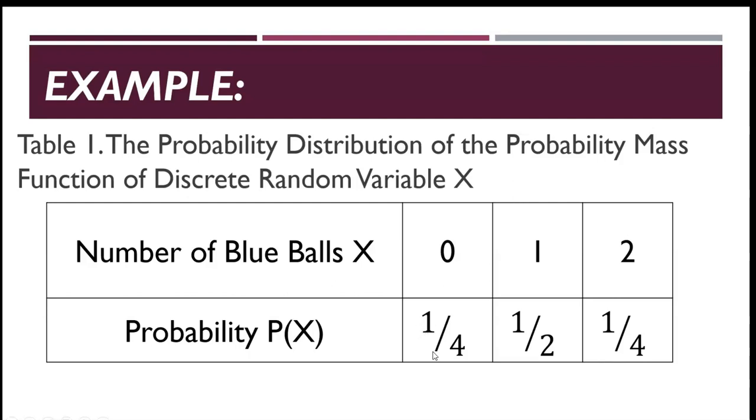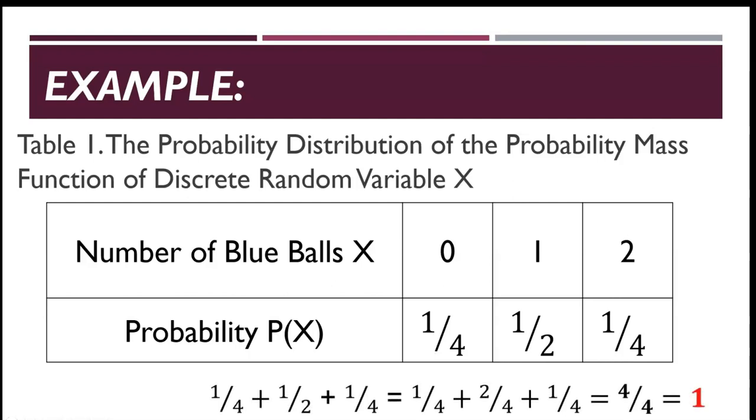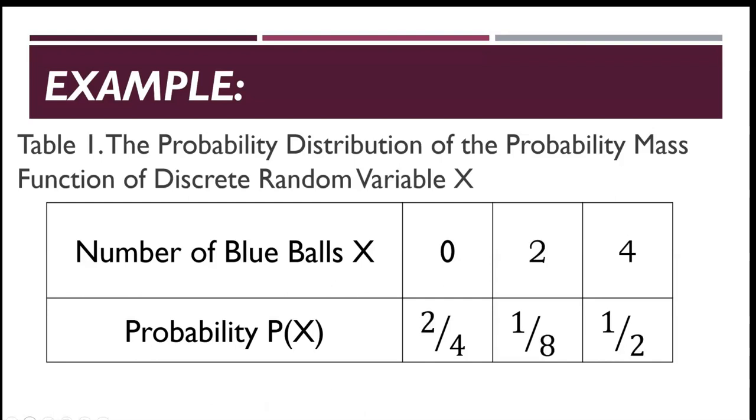Now let's have the second property. It says that the sum of the values of p of x must be equal to 1. So if we add 1/4 plus 1/2 plus 1/4, it is equal to 1. Therefore, it passes the second property. If it passes the first and second property, then the given table represents the probability distribution of a discrete random variable.